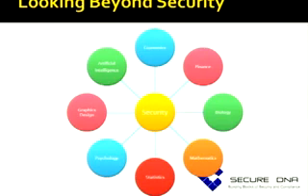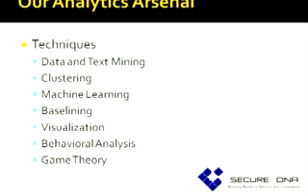So we know the fields. What are these techniques that I'm talking about? Let me give you some examples: data and text mining, used a lot in marketing and library science; clustering in medicine; machine learning in robotics and AI; baselining and statistics; visualization from graphics design and game programming, actually; behavioral analysis from psychology and sociology; and game theory from economics. So there's a whole lot of techniques from all those different fields.